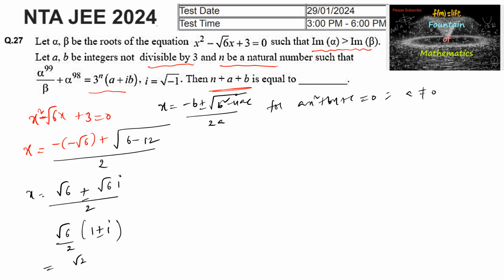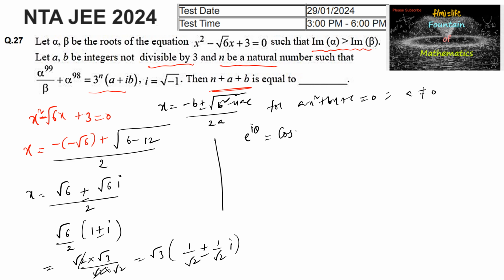Root 6 upon 2 we can write root 2 into root 3 divided by 2, which can be written as root 2 into root 2. So we can write root 3 times 1 upon root 2 plus or minus 1 upon root 2 i. Since e power i theta is equal to cos theta plus i sin theta, 1 by root 2 we can write it as root 3 times of cos pi by 4 plus or minus i times of sin pi by 4.